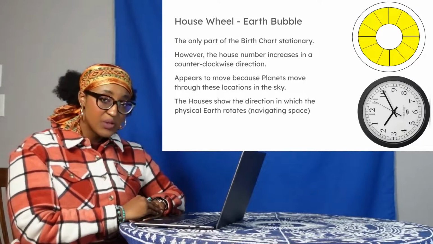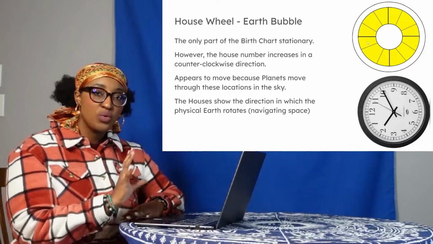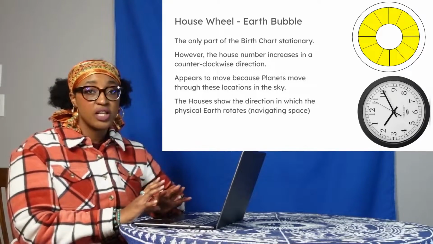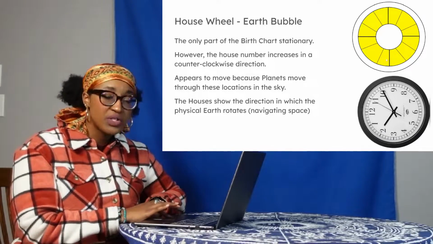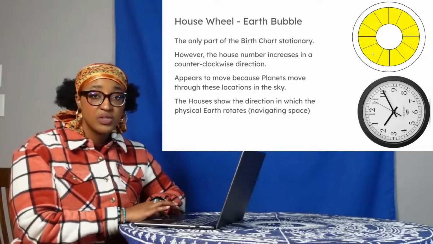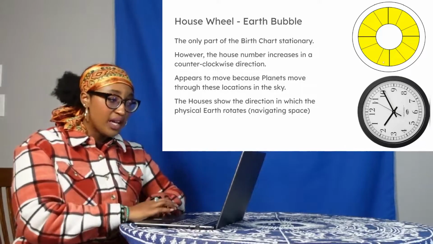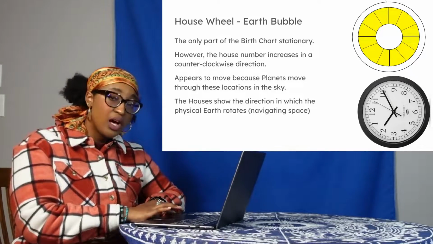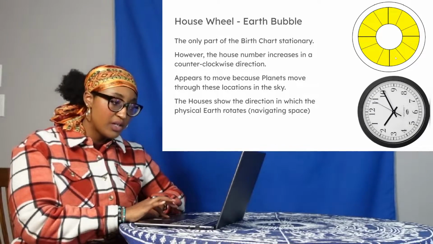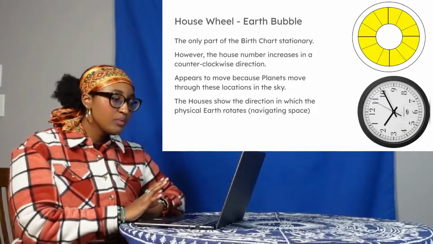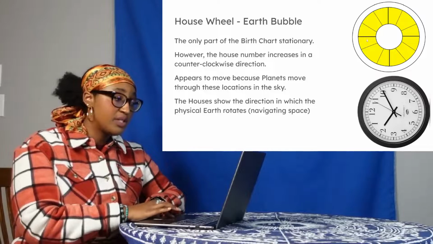Moving on to the house bubble, this is where you'll see the houses, and this is the only part of the birth chart that is stationary. But if you're looking at your birth chart, or any chart really, it looks like it's moving because this is where the planets are located, and the planets move in the same direction that the zodiac signs move. So it moves clockwise. Again, if a planet was right here, it would appear to be moving in this direction. But the houses themselves move in a counterclockwise position.